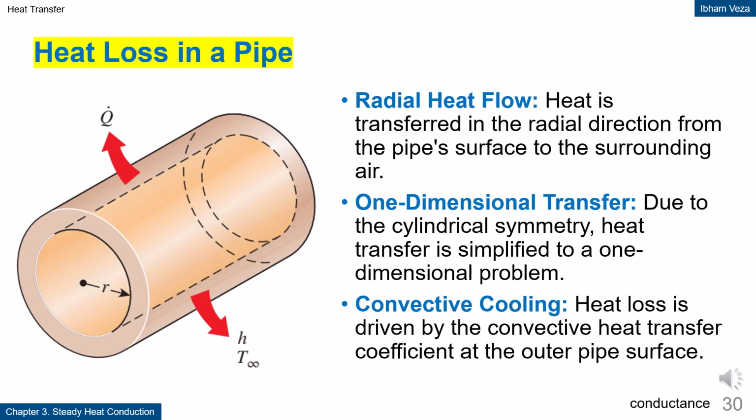Heat loss in a pipe. Heat transfer in a pipe occurs radially from the inner surface or wall to the surroundings. Because of the cylindrical geometry, the problem can be simplified to one-dimensional in the radial direction. Heat loss is mainly determined by convection at the outer surface. This situation is commonly found in steam pipes or hot fluid pipes. This model becomes the basis for pipe insulation analysis.